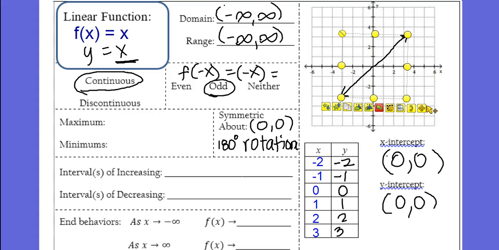So visually you can see that I took the point (1, 1), and I rotated it 180 degrees. So now that it's on (-1, -1). I took (2, 2), and I rotated it 180 degrees to (-2, -2), etc. And you can also see it down here on your table of values.